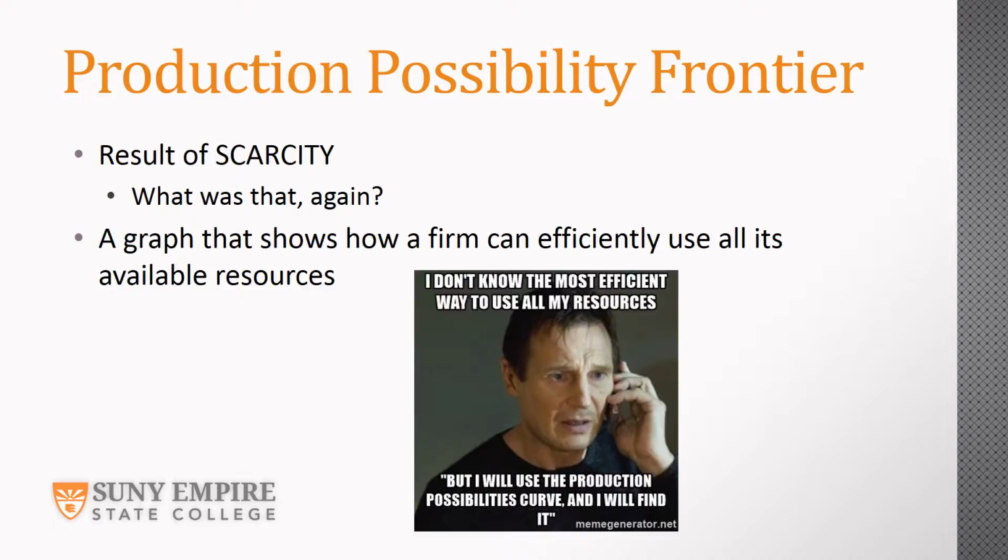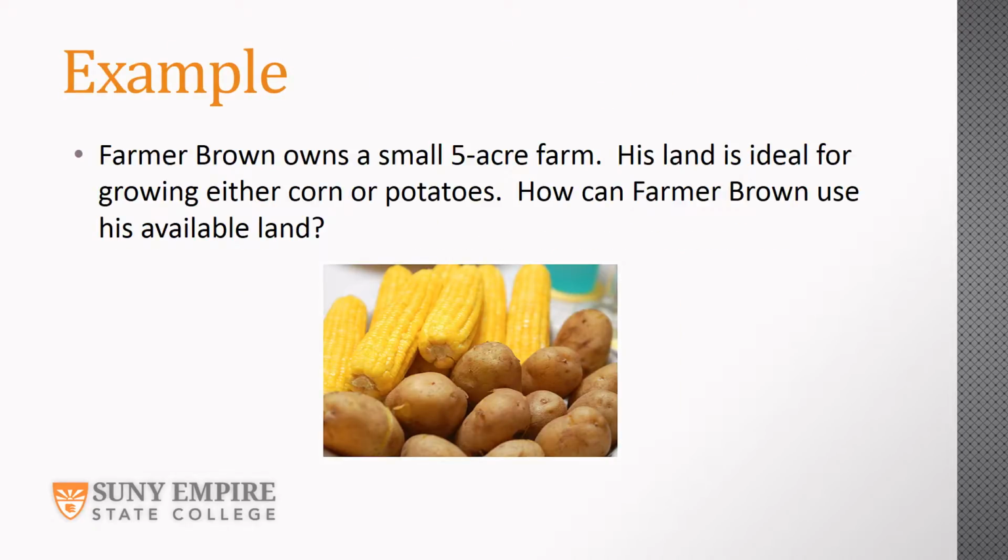Let's see an example. Farmer Franny Brown owns a small 5-acre farm in the Midwest of the United States. The climate in the area makes her land ideal for growing either corn or potatoes. Farmer Brown wants to create a production possibility frontier to understand how she can best use her available land.